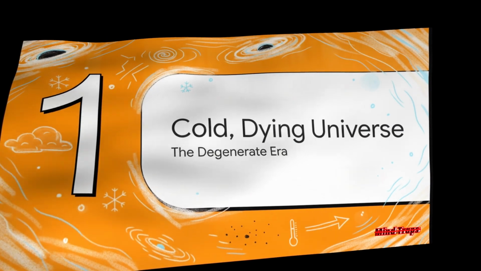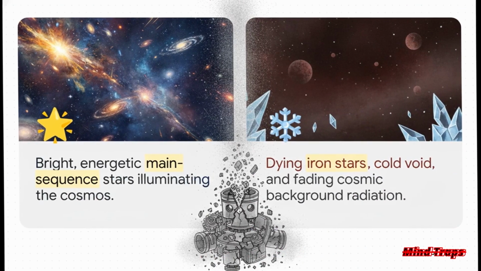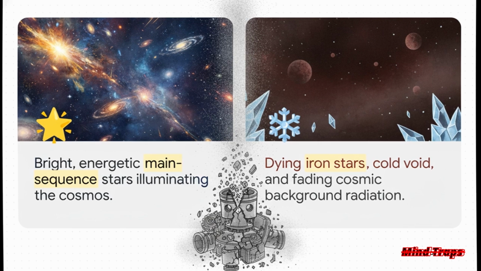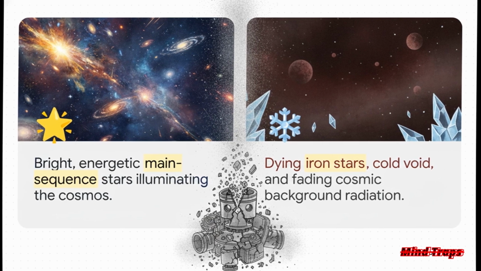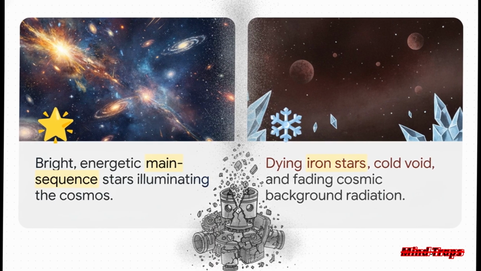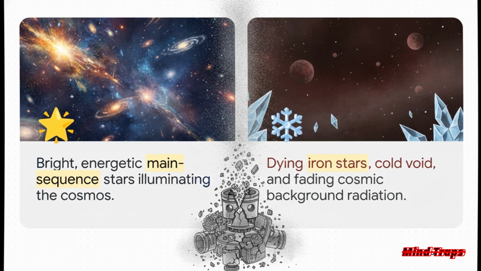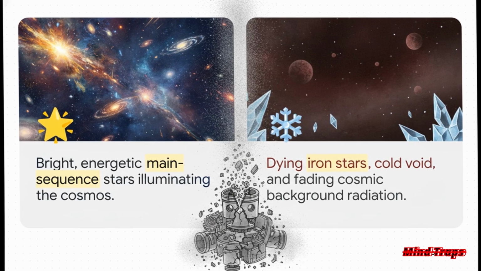Section 1. A cold, dying universe. To really grasp the absolute life or death stakes here, we have to understand the harsh thermodynamic reality they're trapped in. Think about the distant past. Our universe used to be filled with bright, energetic, main sequence stars. But now, in this degenerate era, all that's left are dying iron stars, an absolutely freezing void, and a cosmic background radiation that has faded to just a fraction of a Kelvin.